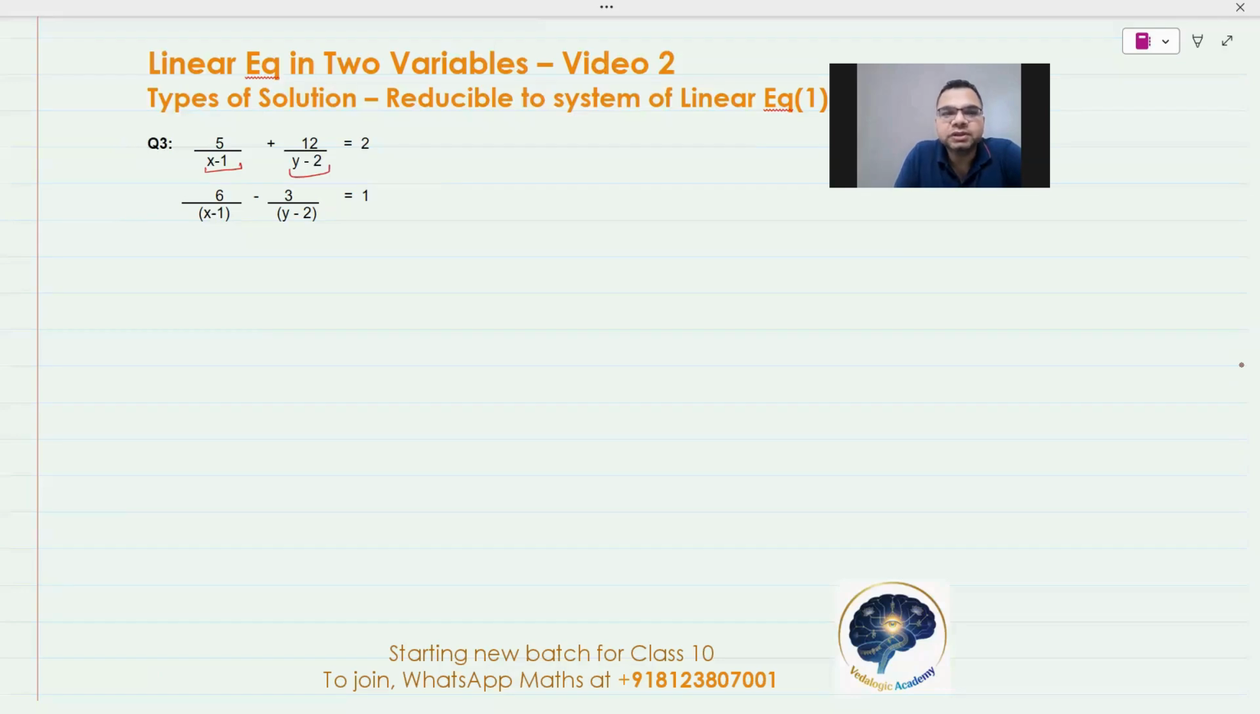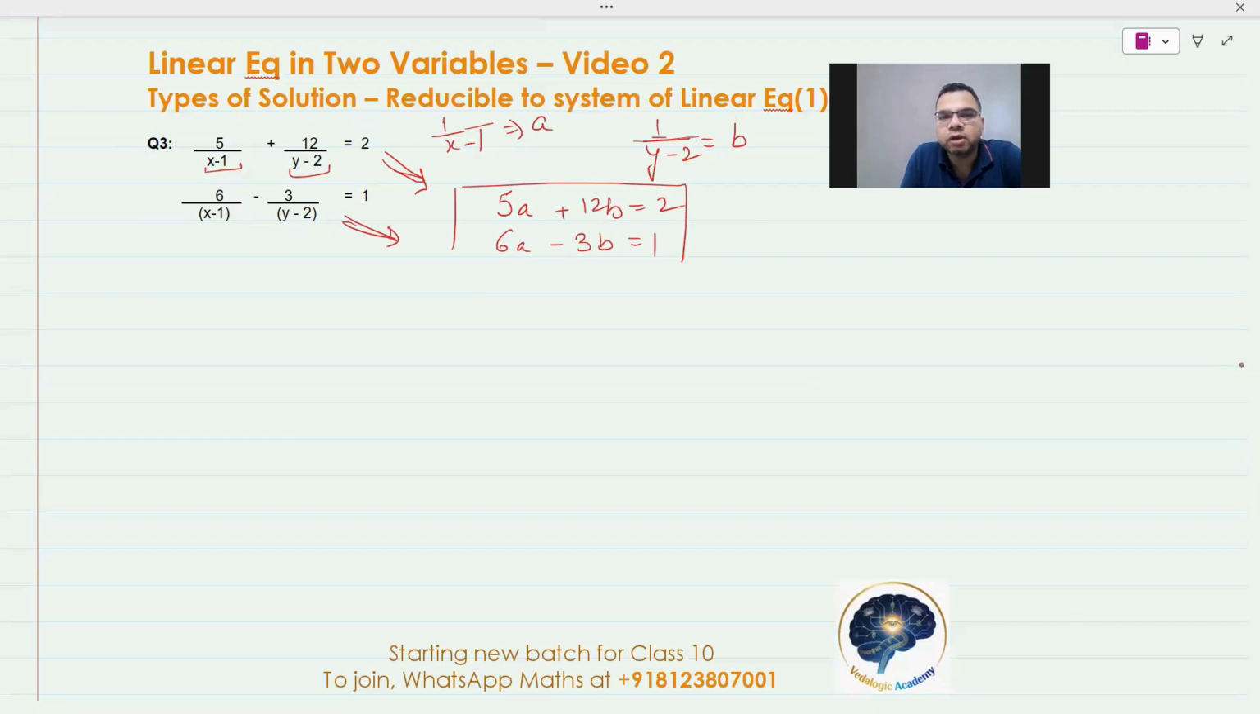So what I do is, I'll say 1 upon x minus 1 is a, and 1 upon y minus 2 is b. So let's convert these equations in the form of a and b. Okay, so it becomes 5a plus 12b equals to 2. So these equations become like this. And this equation reduces to 6a minus 3b equals to 1. So now we have these equations and we want to solve them, right?